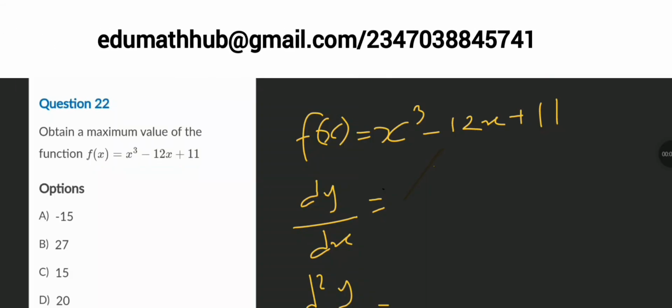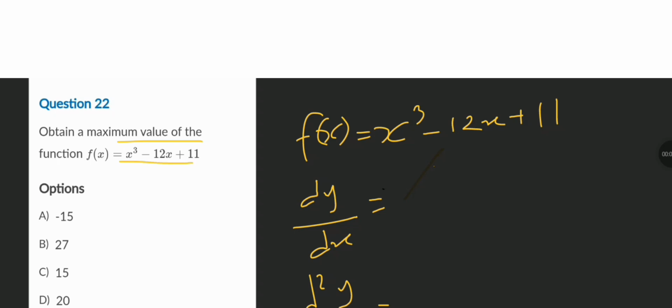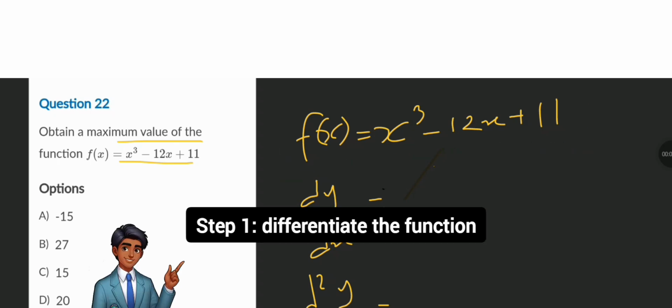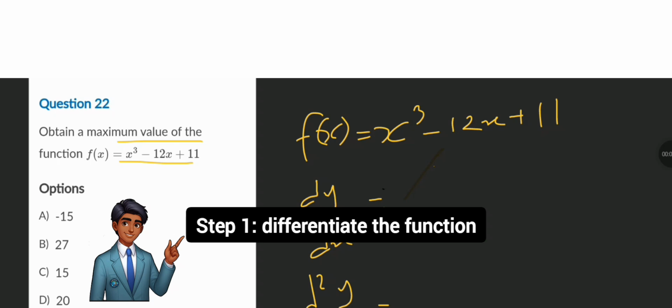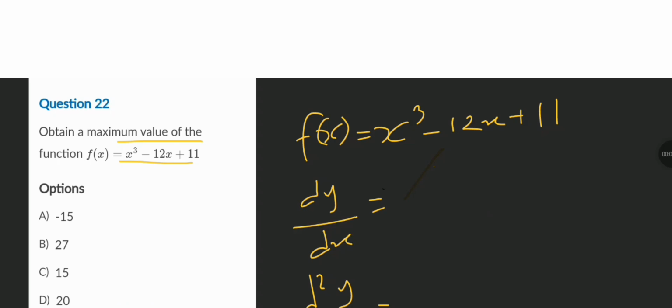Obtain the maximum value of the function f(x) = x^3 - 12x + 11. So it's very straightforward and very simple. This is under calculus, so I've brought it out here for you guys to make it easy. The first thing to do is to differentiate. To differentiate the function, you need to find what is called dy/dx. So let's start with that.